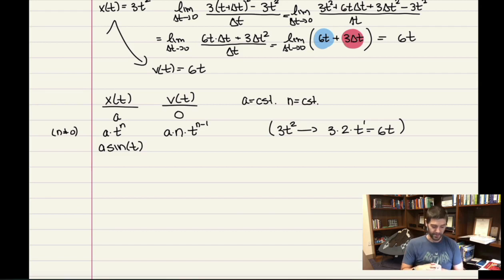What about the sine function, which might have some overall constant? 2 times sine of t. Again, the constant goes along for the ride, and it just becomes cosine of t. The derivative of sine is cosine. Pretty easy.